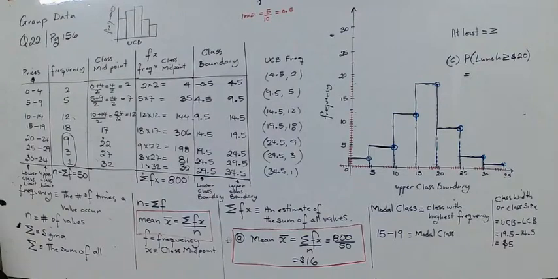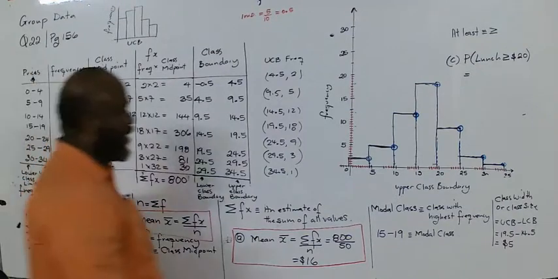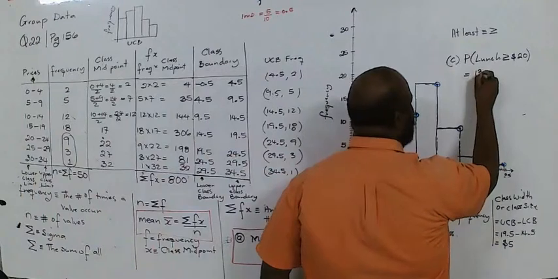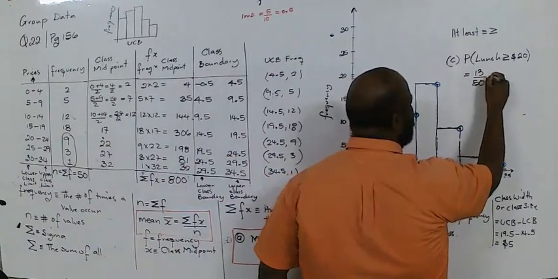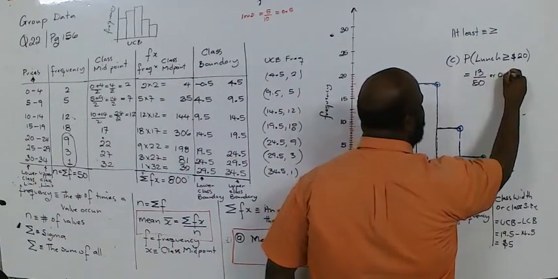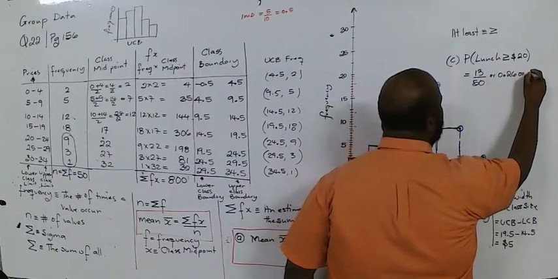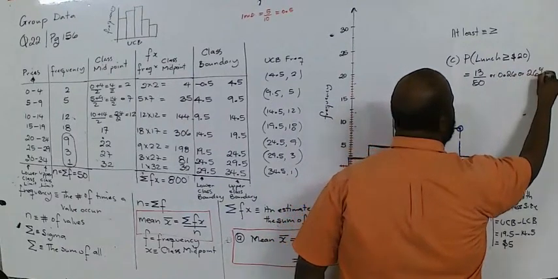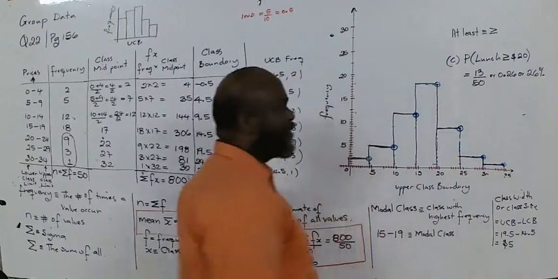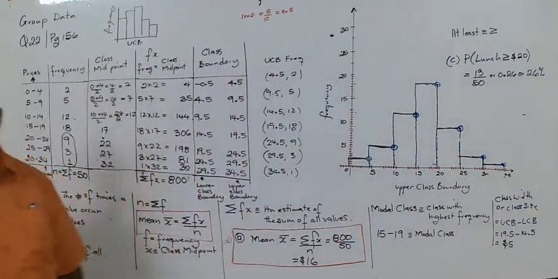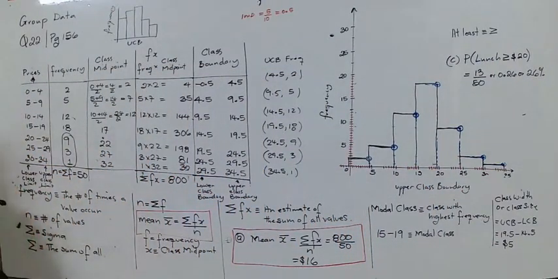13. 13 out of how much? 50. The probability is 13 out of 50, or 0.26, or 26%. If you select a worker at random, there's a 26% chance that the cost of their lunch is going to be $20 or more. If you select an employee at random, the cost of their lunch will be $20 or more.